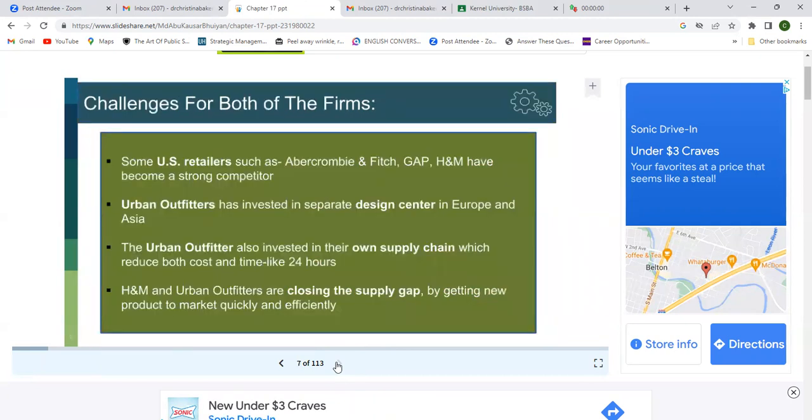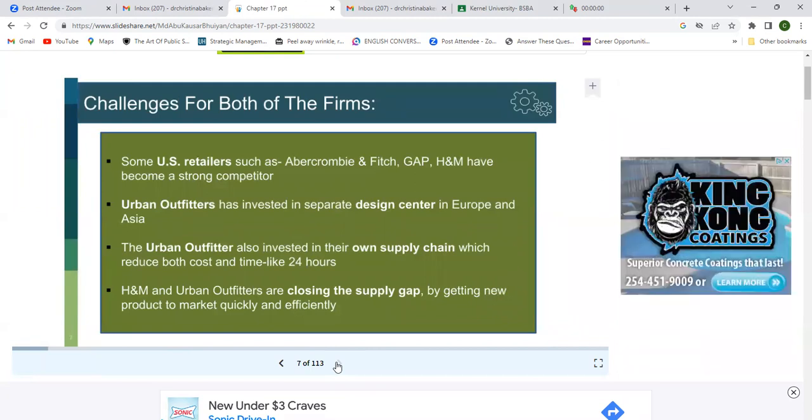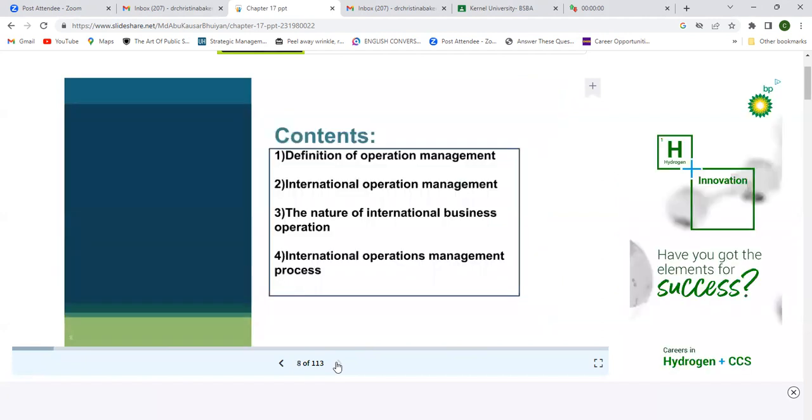Some U.S. retailers, such as Abercrombie and Fitch, Gap, and H&M, have become strong competitors. Urban Outfitters has invested in separate design centers in Europe and Asia. Urban Outfitters has invested in its own supply chain, which reduced both the cost and time, to as little as 24 hours. H&M and Urban Outfitters are closing the supply gap by getting new products to market quickly and effectively.